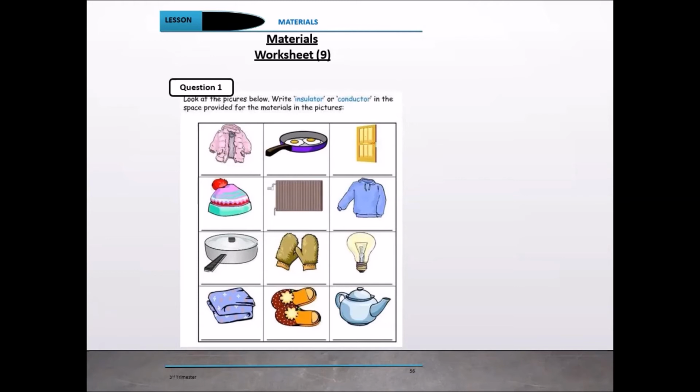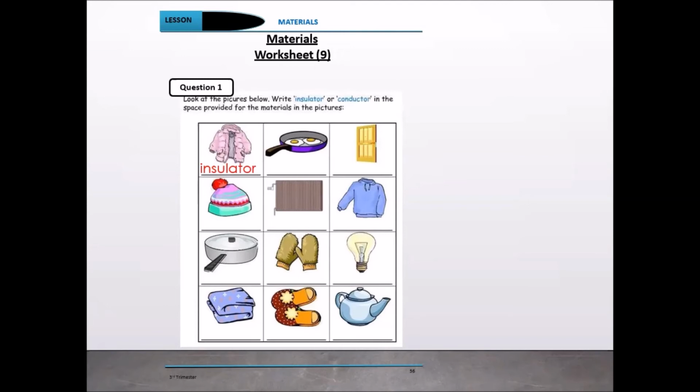Okay? The first thing is the coat. Insulator, of course, it's keeping the heat inside you, right? In the cold weather in winter, when you are wearing the coat, you are feeling warm. Why? Because this coat is not letting the warmth or the heat pass from you to outside. So it's keeping the warmth inside you. That's why it's insulator. It doesn't let the heat pass from inside to outside, right?